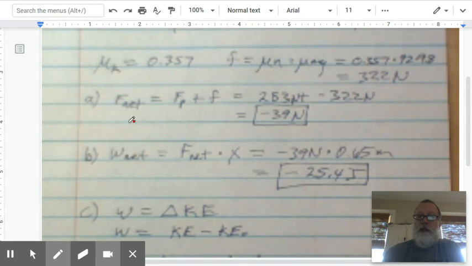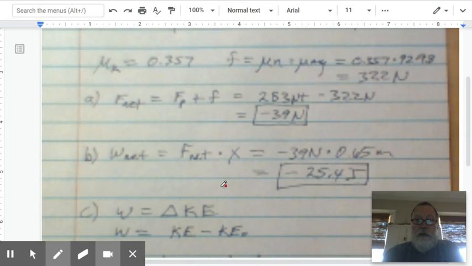A asks for us to calculate the net force, and the net force is the force applied by the person plus the frictional force. The person applied a force of 253 newtons plus the frictional force, which is a negative 322, and we end up with a net force of a negative 39 newtons. Now in WebAssign, it asks for the magnitude of the force, which would be 39 newtons, and then it asks for the direction of the force, and the direction of the net force would be opposite its motion.